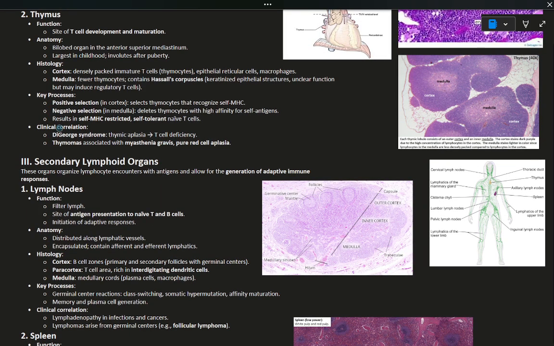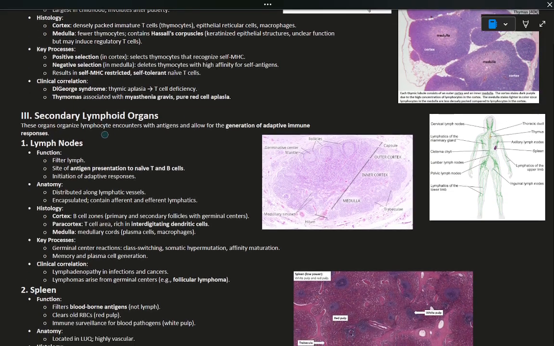Some clinical correlation to think about include the DiGeorge syndrome, which involves thymic aplasia, or the lack of growth of the thymus, which is obviously going to result in T cell deficiency. And then the thymomas are known to be associated with myasthenia gravis, or pure red cell aplasia.